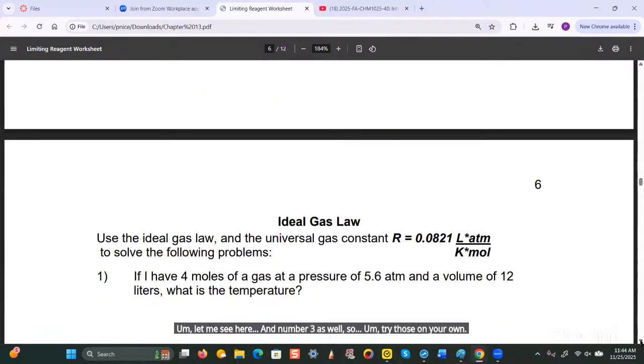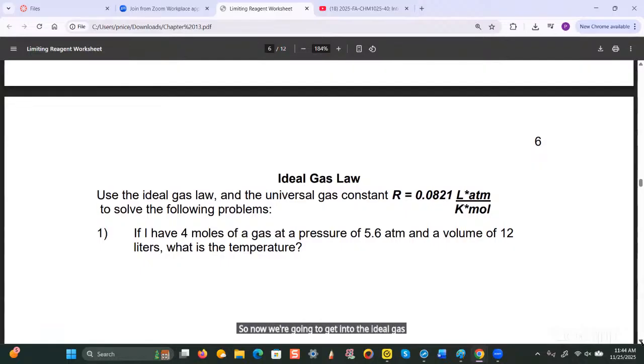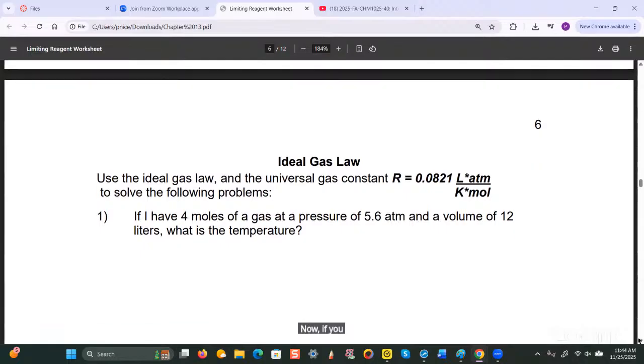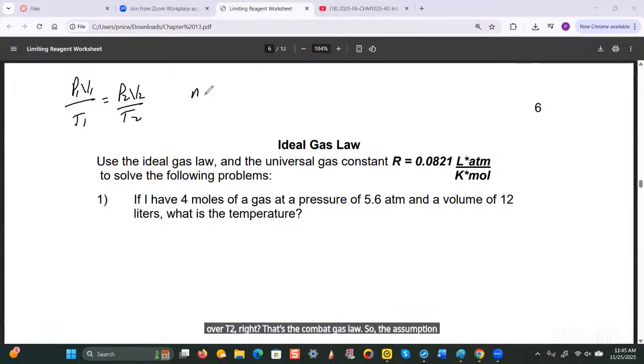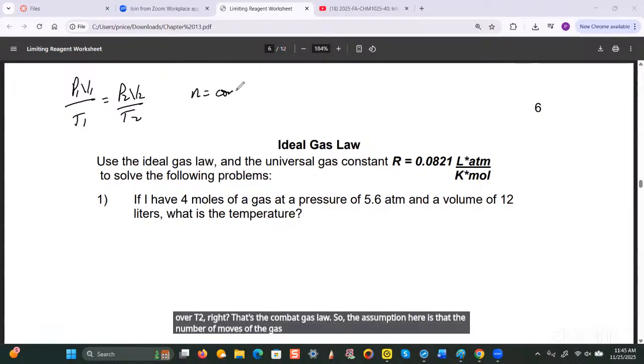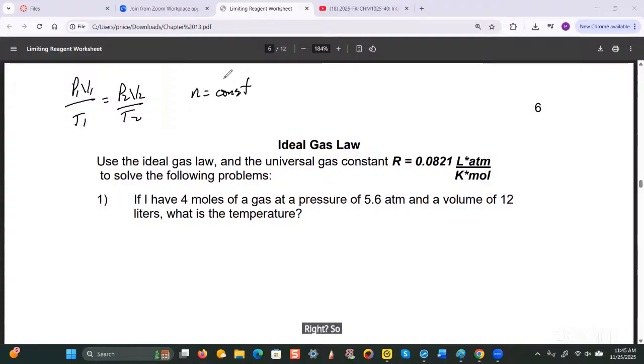So now we're going to get into the ideal gas law. Now, if you remember, I said that the combined gas law is P1 V1 divided by T1 is equal to P2 V2 over T2, right? That's the combined gas law. Now, the assumption here is that the number of moles of the gas is fixed, right? So this begs the question, what if the number of moles of the gas changes, right?